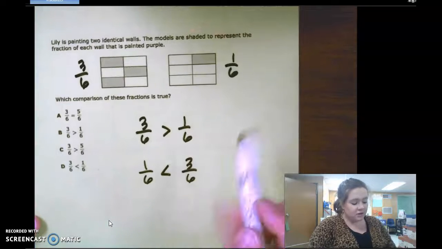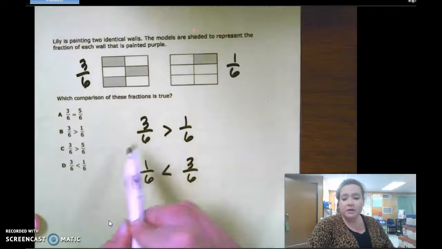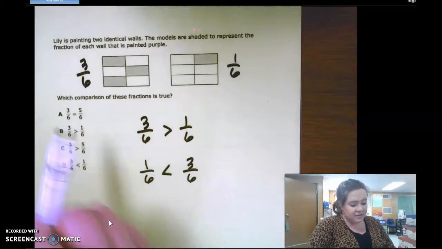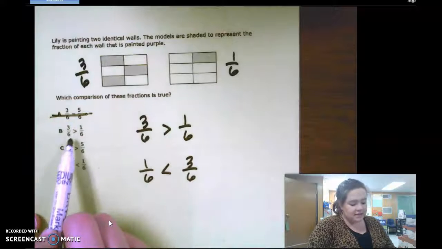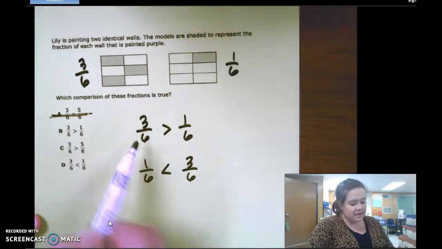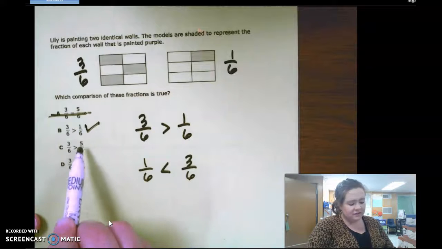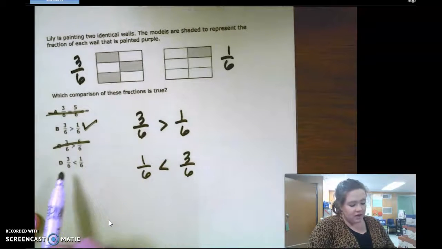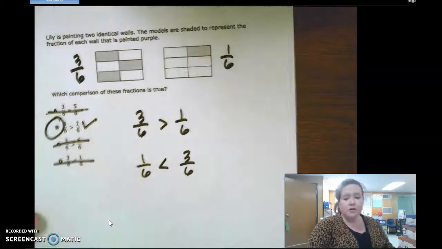Okay, so you wrote this comparison both ways, so now you just need to find the answer choice that matches. That has an equal sign. You can automatically cross that out. 3/6 is greater than 1/6. That matches. This has 5/6 in the answer choice. That makes it wrong. And then we don't have one that looks like this. This says 3/6 is less than 1/6. That's not true. The correct answer is letter B.